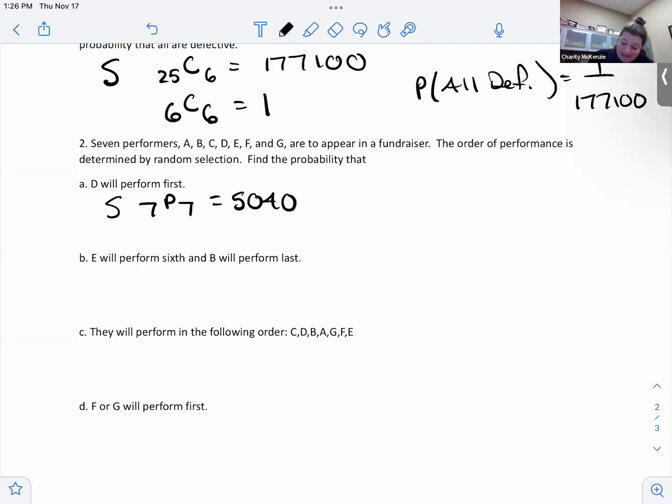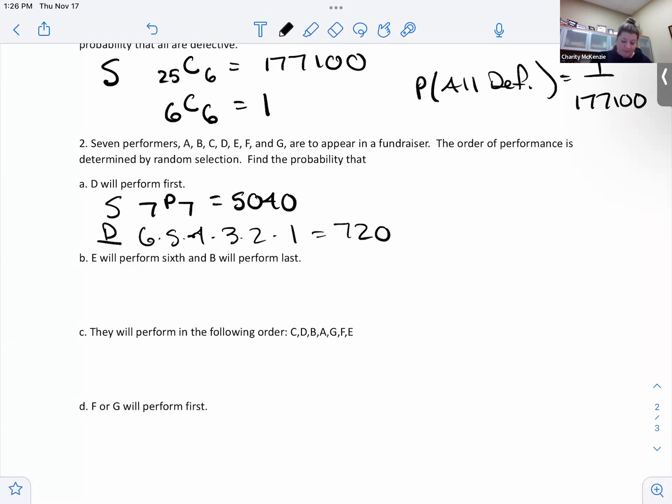And for this one, I just think, well, the first spot's taken by D, and then I have 6 spots left. So it could be 6, 5, 4, 3, 2, 1, and it's 720. You could think of that as 6 choose 6. I wonder if I think that would work. Let me double check real quick.